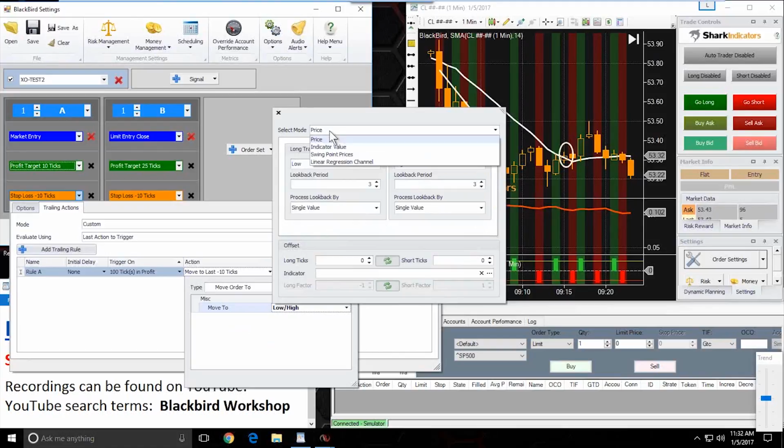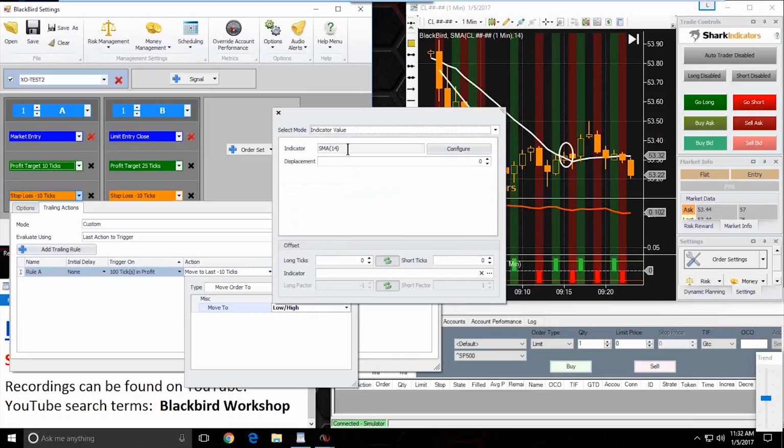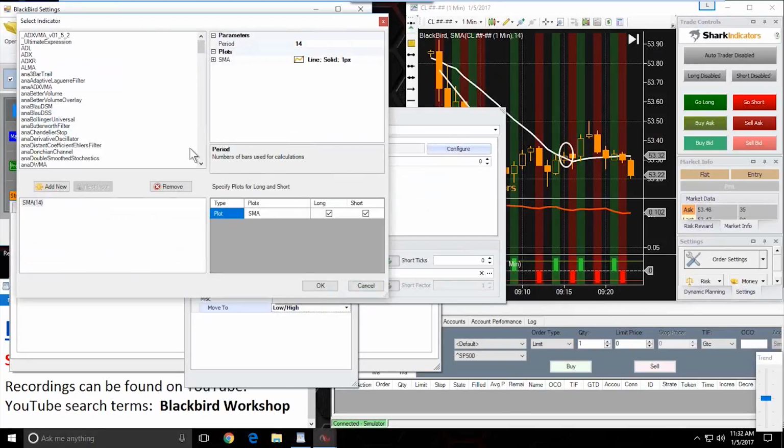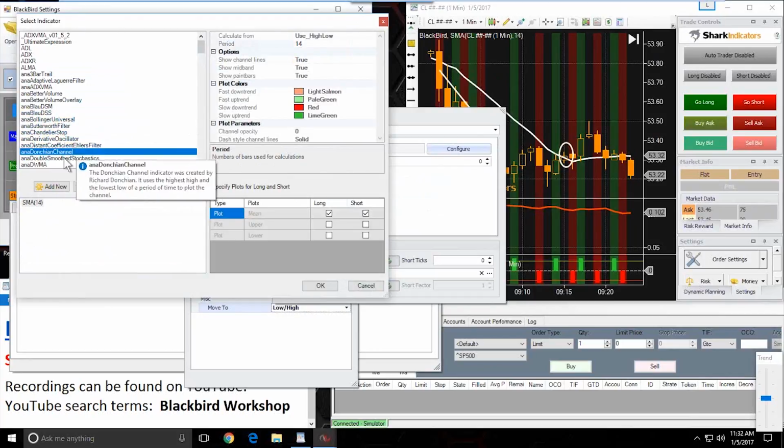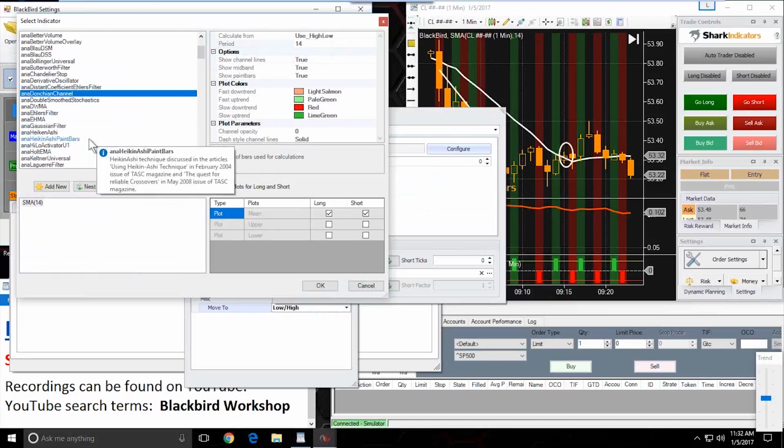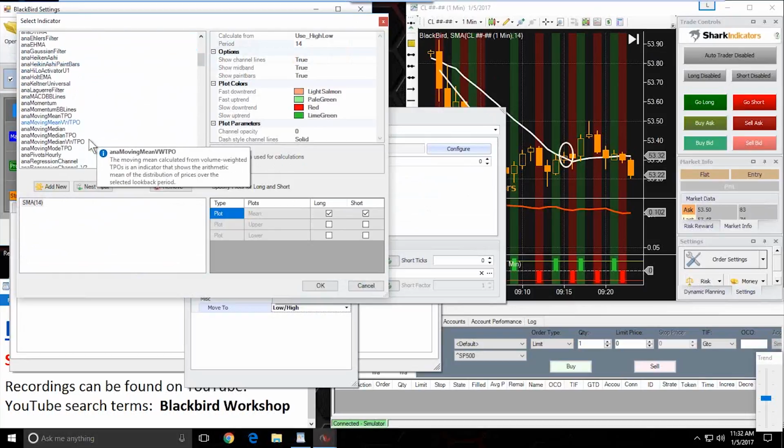right? Or if you didn't want to use price, you could use an indicator value, right? So say you wanted your stop loss to follow the SMA 14. Right, you could set up a moving average, and you could have your stop loss follow the moving average if you wanted to, or you could use a little more sophisticated indicator. So a very popular one is the ANA Supertrend.